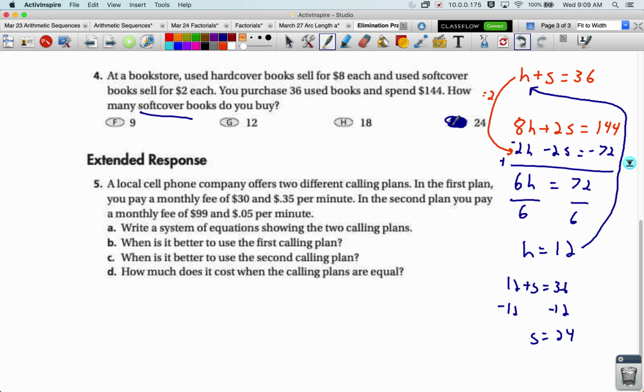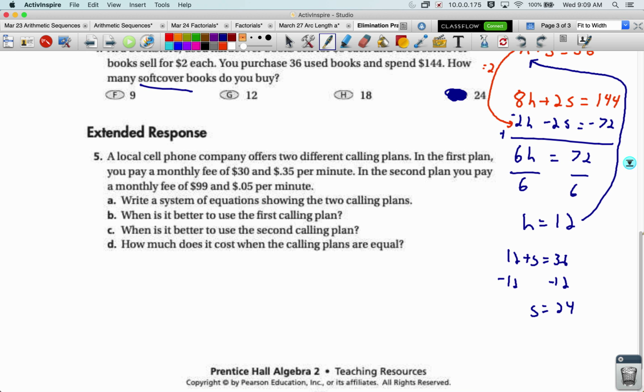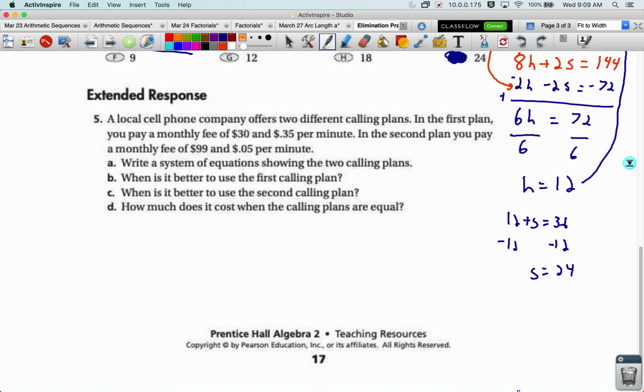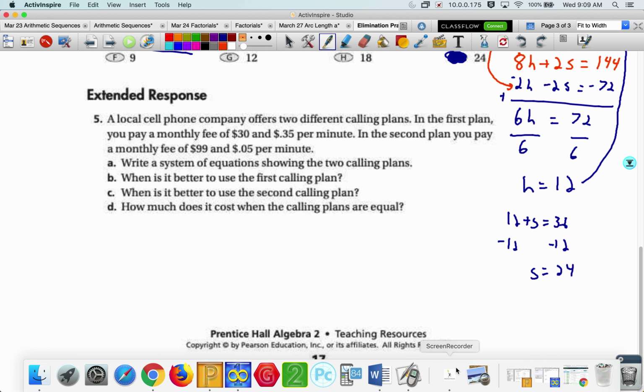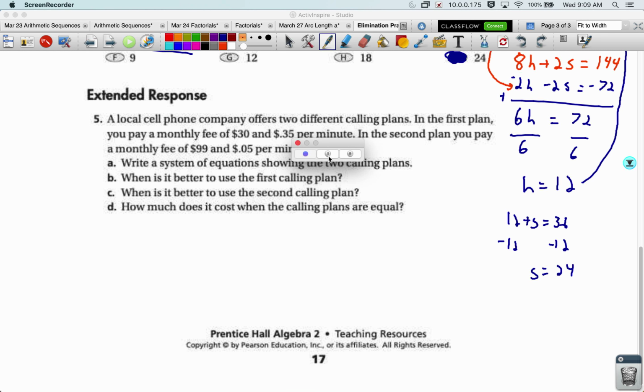So there was kind of a trick answer in here. If you stopped too soon, you would have picked G and gotten it wrong. You have to plug it back in to find S, the number of softcovers. So read the questions very carefully and always finish the whole problem. All right, last one. I will write up my work for this one and then unpause the video so you can see it. So go ahead and try that one.